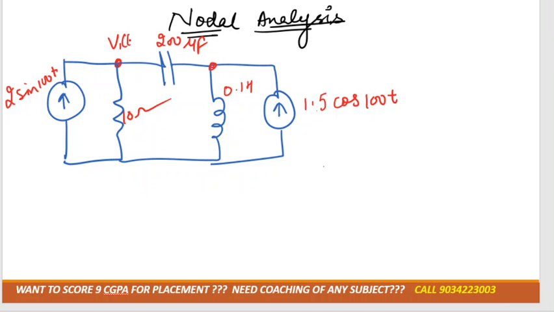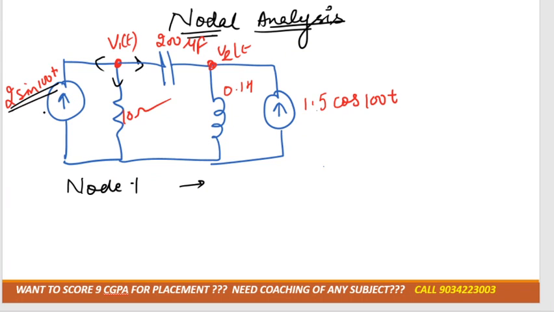And this will have two nodes, V1 of t and V2 of t. Okay, they have mentioned in the question only V1 of t and V2 of t. So now apply KCL at node 1, that is this one, this one, this one, right? So tell me, what would be the equation?